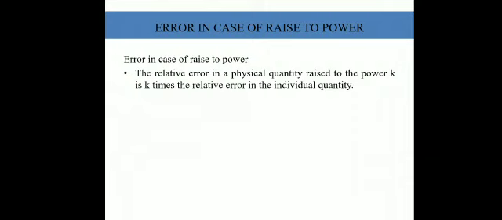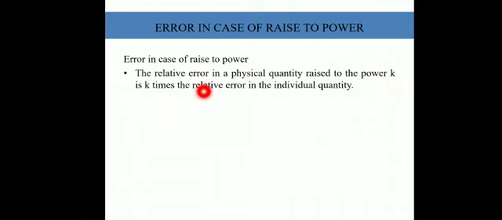A to the power 2 is equal to A square. Whenever there is a term raised to a power, and that term has been wrongly measured or calculated, the relative error in a physical quantity raised to the power k is found as follows. So there is some property to the power k.